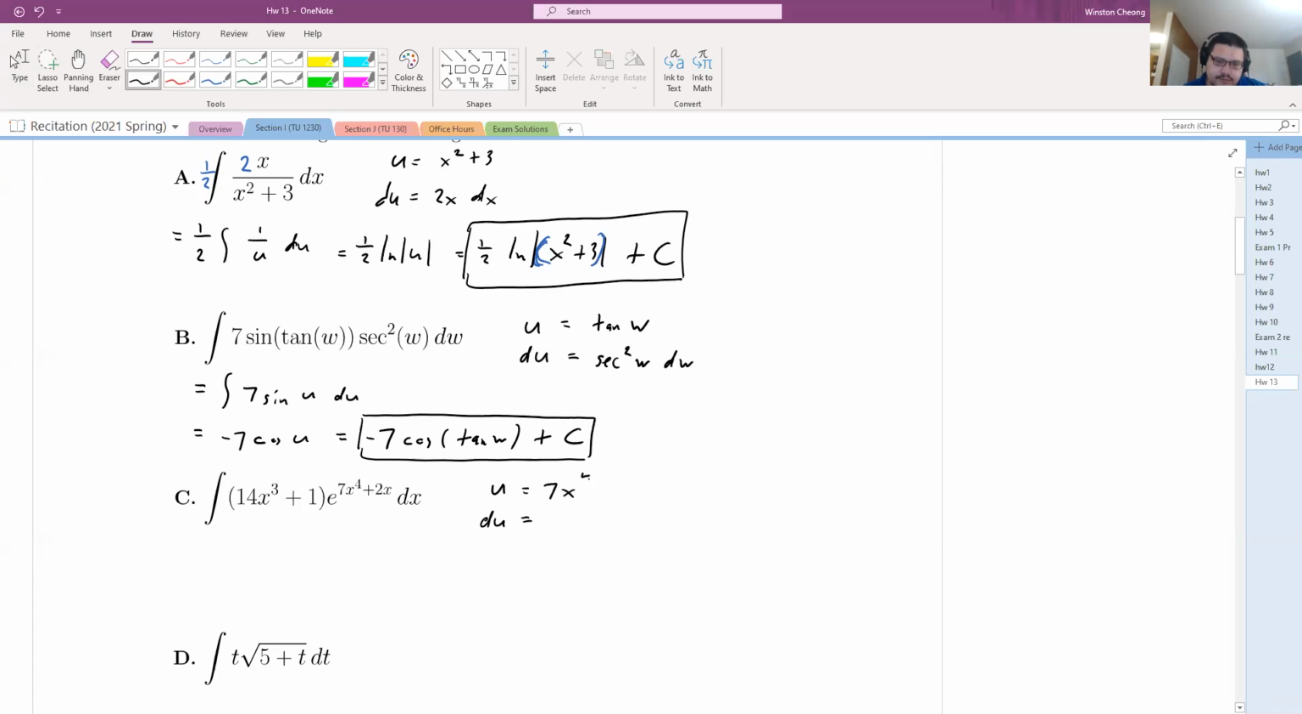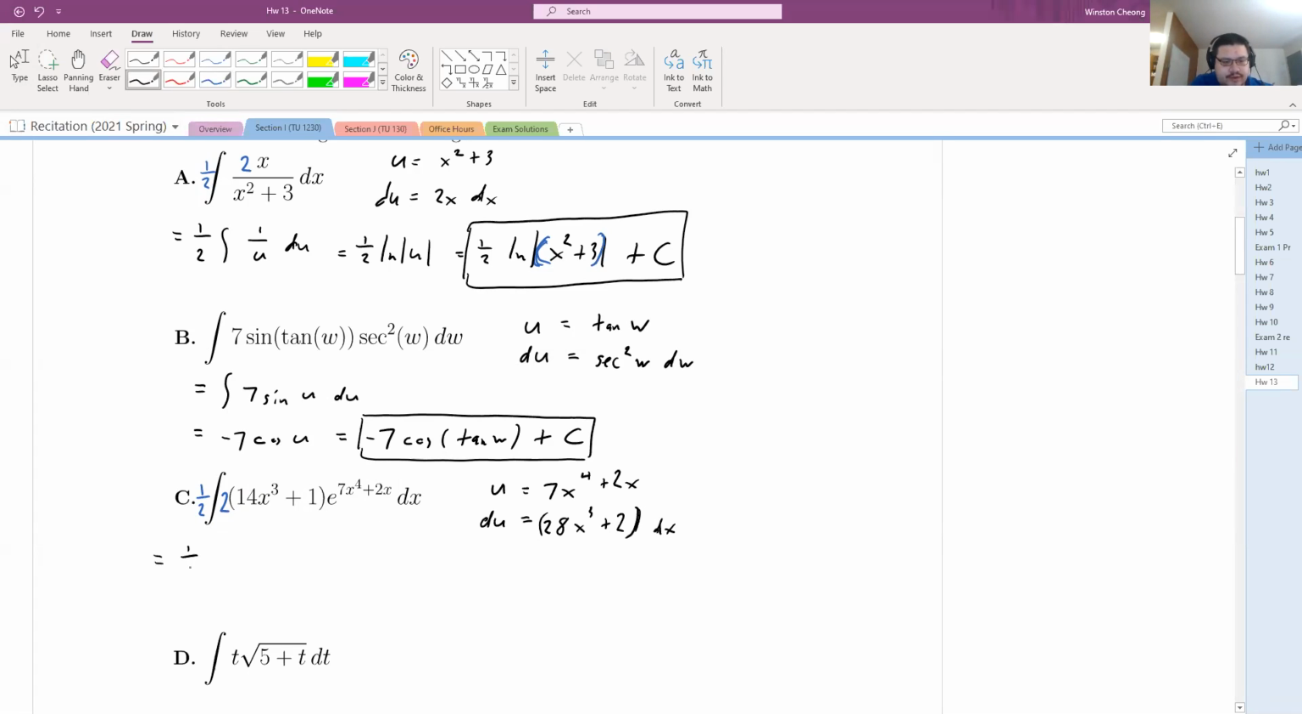And taking the derivative, you'll get 28x cubed plus 2 dx. In a way, maybe there should be parentheses around this. The thing is, though, that this is actually twice of this, whatever you want to call that thing in front. So we need to introduce a 2. We need to multiply by 2 and divide by 2.